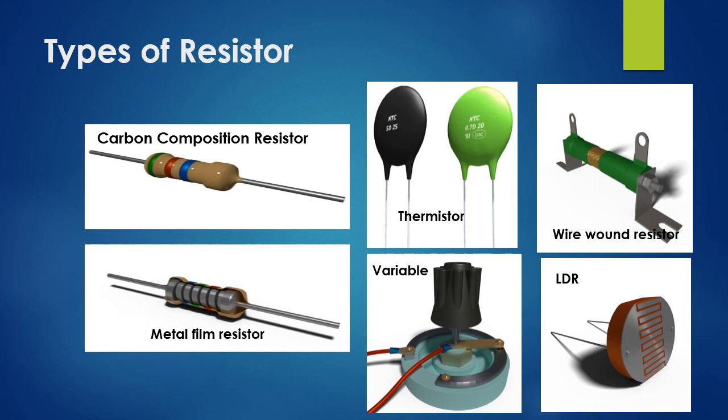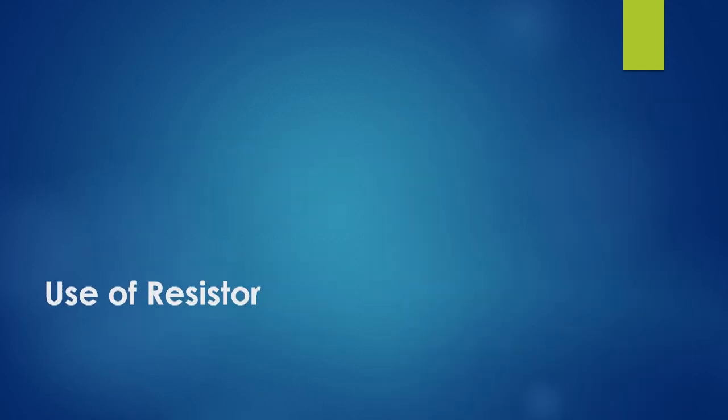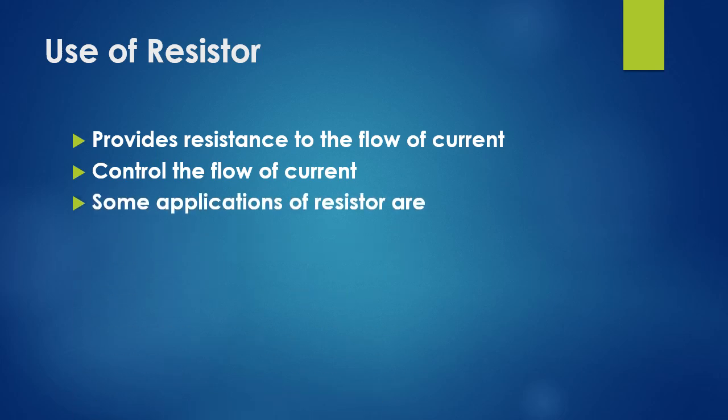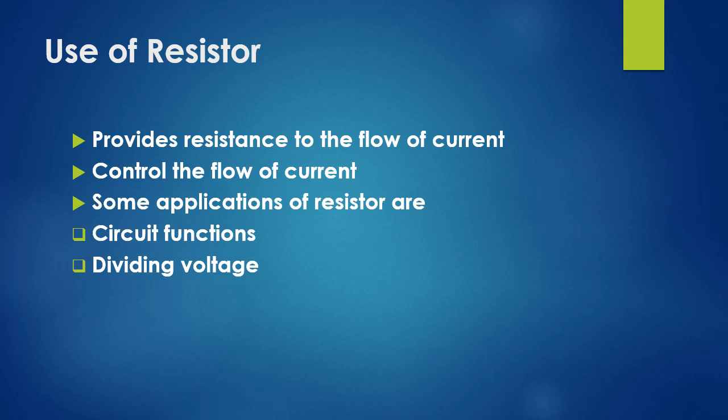Now we will go through the uses of resistor. A resistor provides resistance to the flow of current. That means it controls the flow of current. There are some applications of resistors, such as circuit functions. They are used along with different circuits. They are used with voltage divider circuits also.